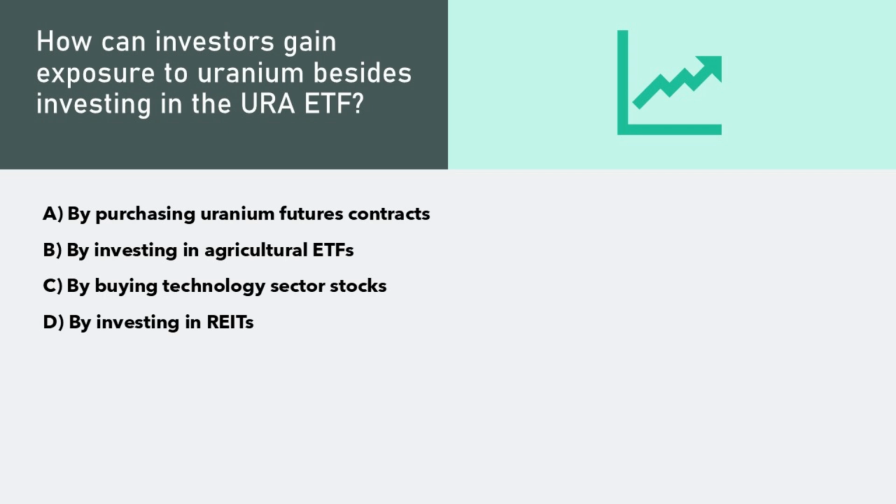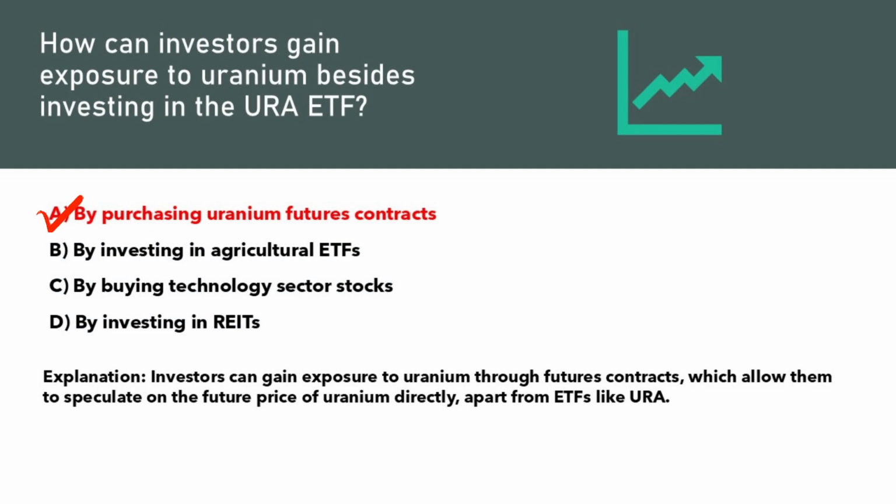How can investors gain exposure to uranium besides investing in the URA ETF? Answer: A. By purchasing uranium futures contracts. Explanation: investors can gain exposure to uranium through futures contracts, which allow them to speculate on the future price of uranium directly, apart from ETFs like URA.